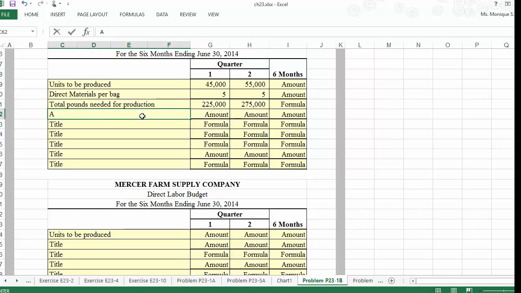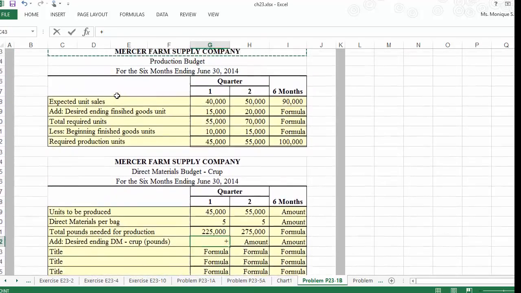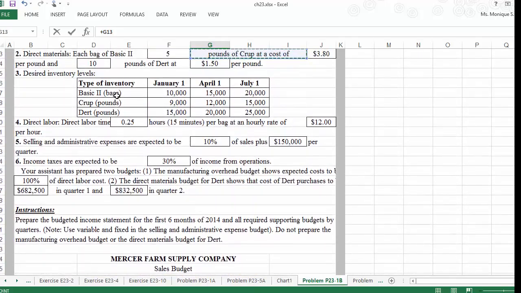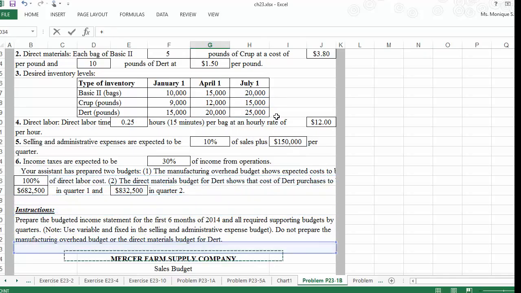And then what we want to do here is add our desired ending direct materials budget for crop. And this is pounds. Keep in mind pounds, because we're dealing with the raw material. And that amount will be from our projections previously in item 3. So for crop, we're looking at a beginning of 9,000 for quarter 1, 12,000 for quarter 2 beginning, and then for the third quarter beginning we have 15. So 9, 12, and 15.